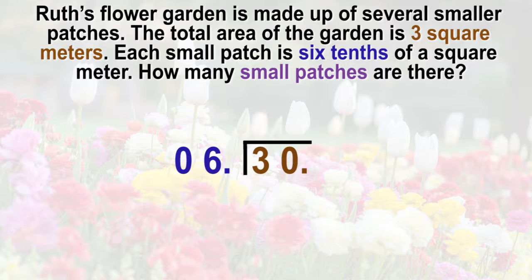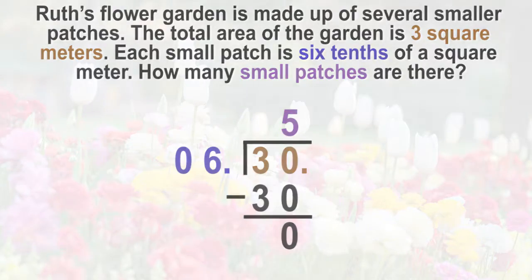How many groups of 6 are in 30? 5. 5 times 6 is 30. We subtract 30 from the dividend. How many remain to be shared? 0. The quotient is 5. There are 5 small patches in Ruth's flower garden.